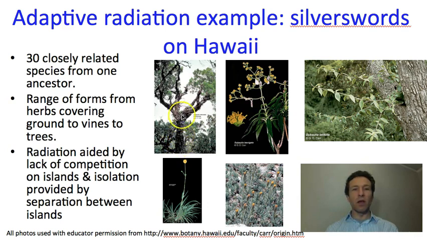And even cooler, there are ones that have diverged into trees. And so this has happened in a short amount of time, and it has involved many species as well as many different plant forms. And so this makes it an adaptive radiation.